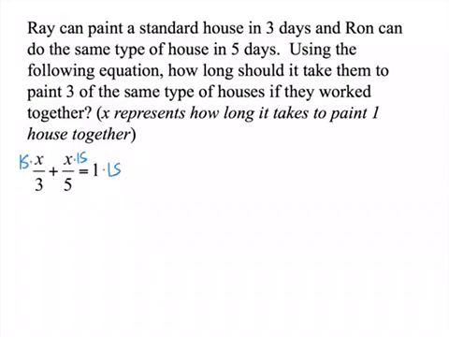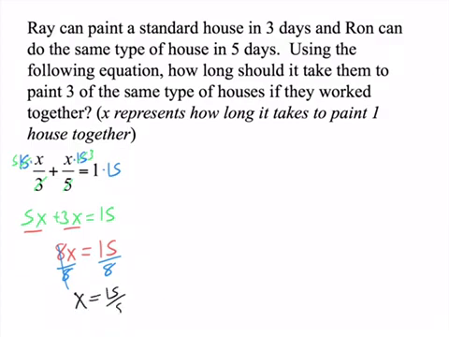Watch what happens. This cancels here, leaving you 5. So I have 5x. This right here leaves you 3. So I have 3x. And then you have 15. You combine these, you get 8x equals 15. You divide by 8, and you get x equals 15 over 8.